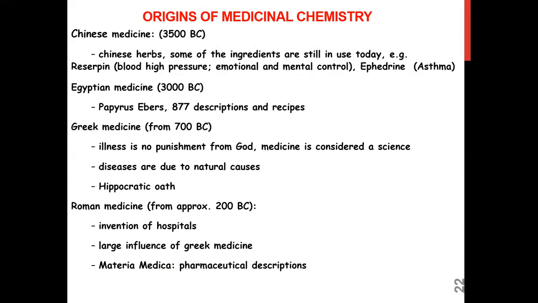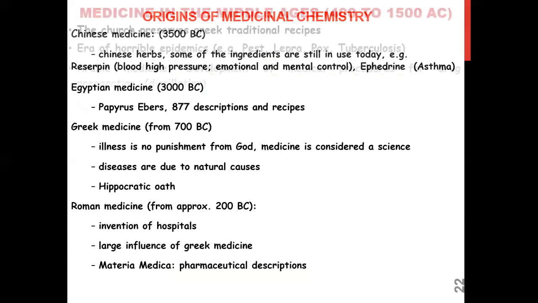Greek medicine from 700 BC, which conveyed to the world that illness is not a punishment. Medicine is considered as science. So diseases are due to natural causes, and hence the evolution of medicines came into the picture. Then Romans developed the field, wherein the invention of hospitals, large influence of Greek medicines, and the introduction to materia medica, the pharmaceutical descriptors, were given to the market.